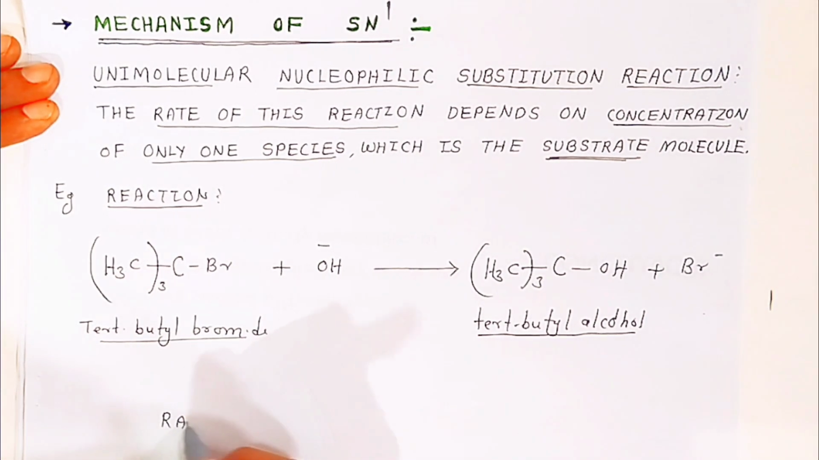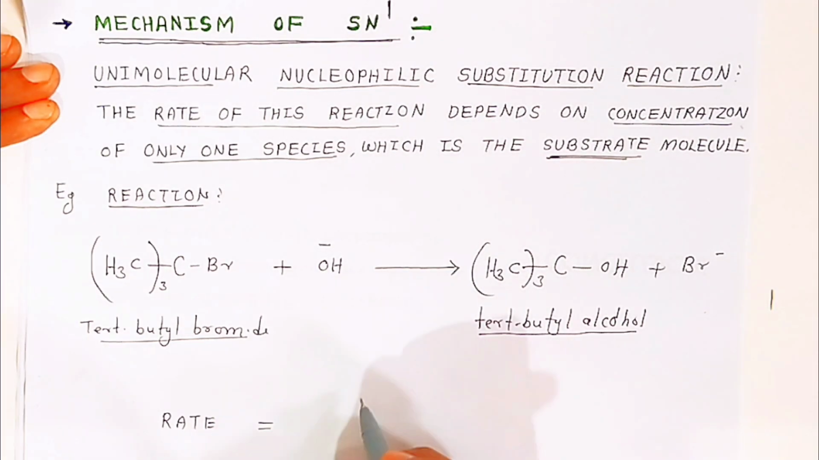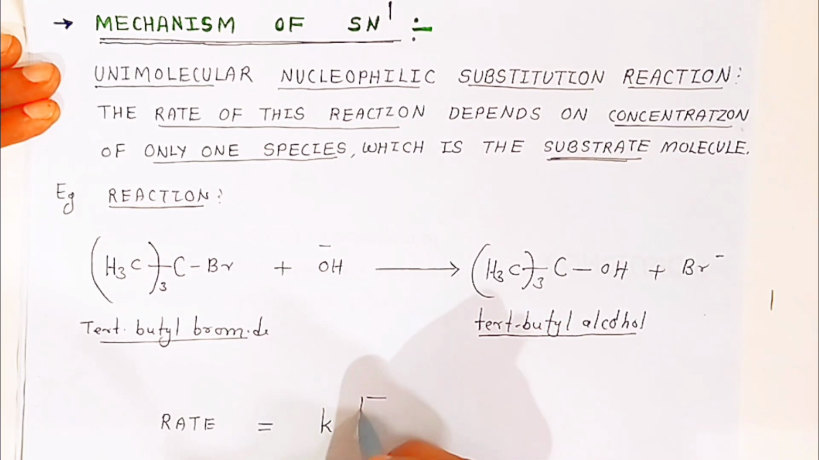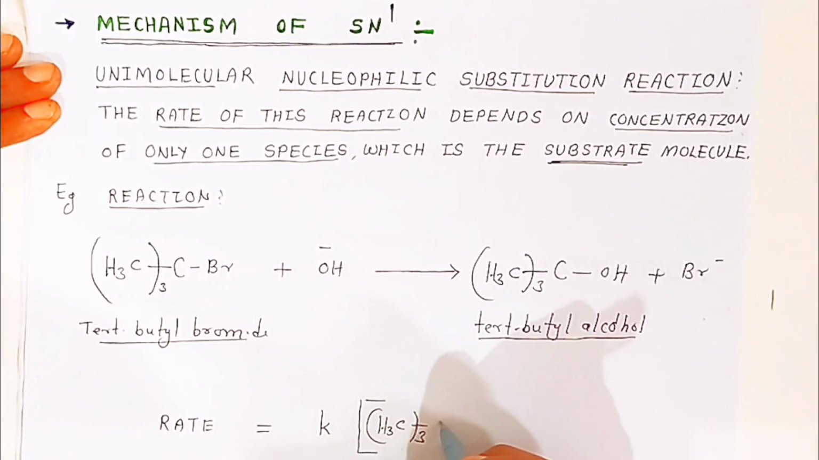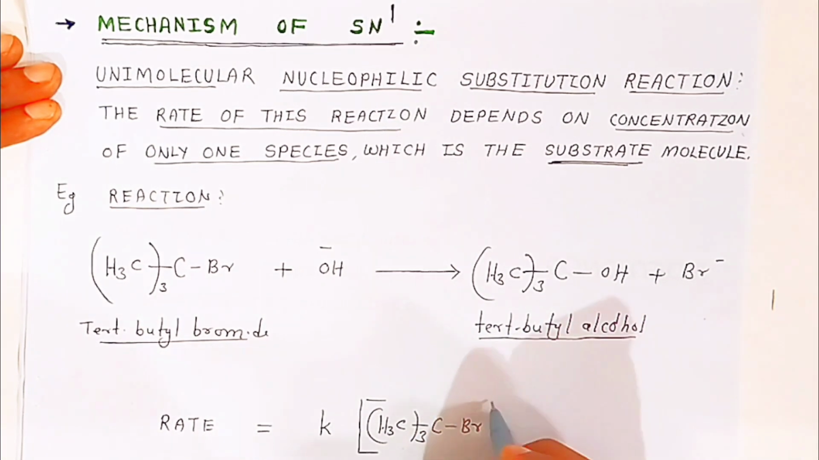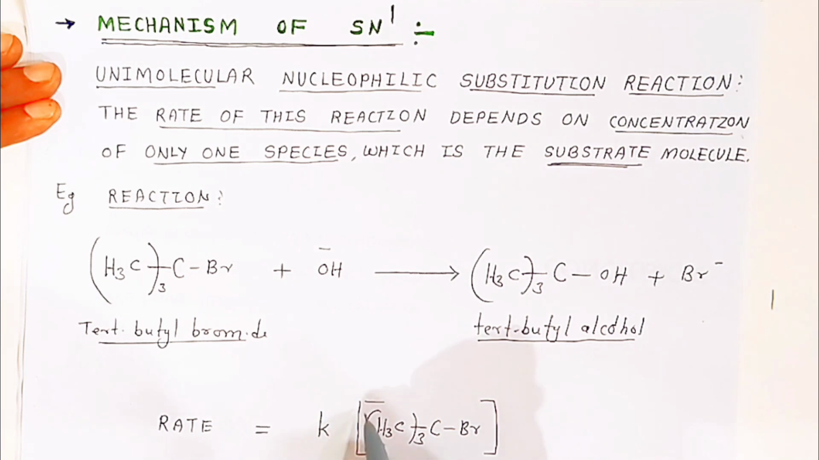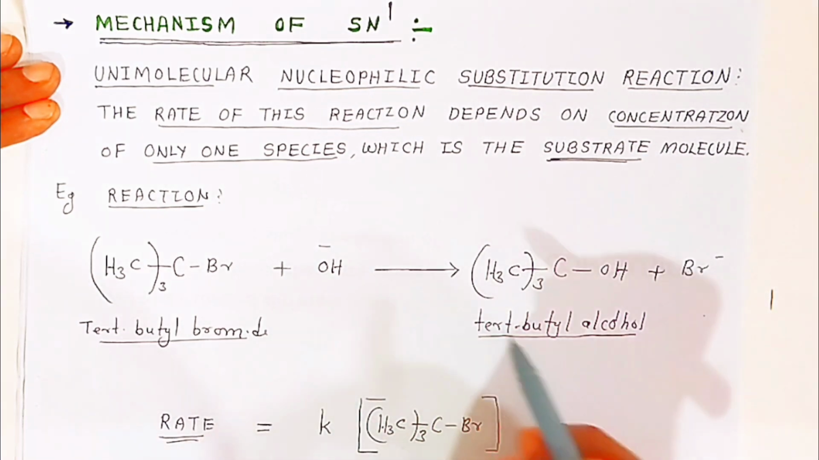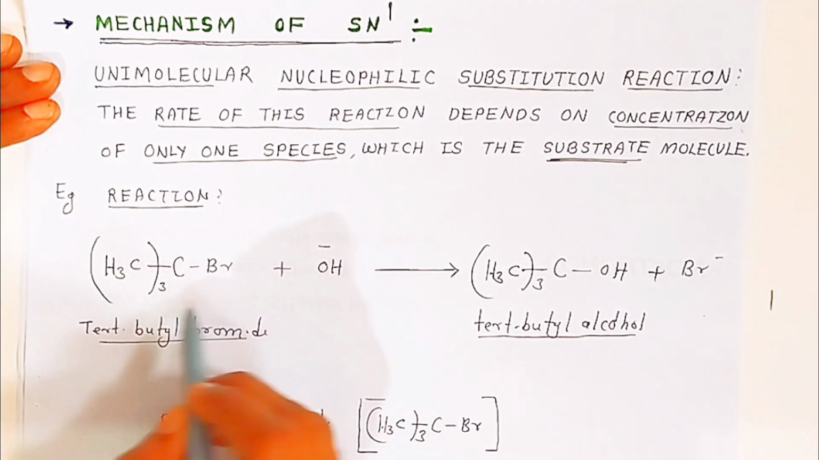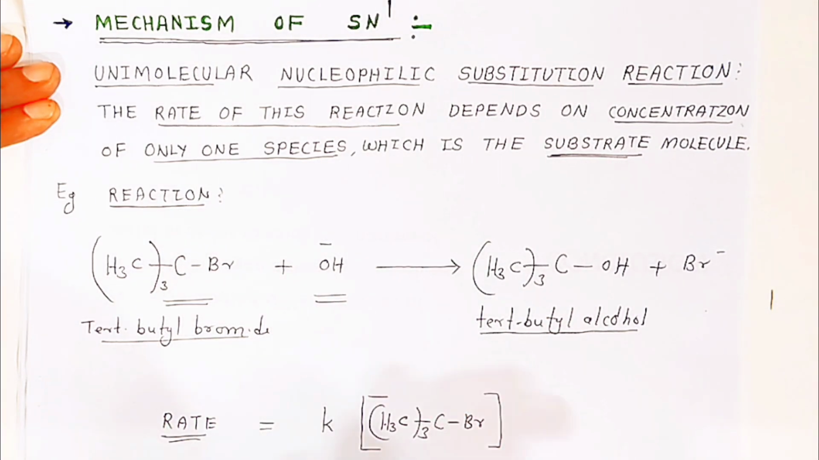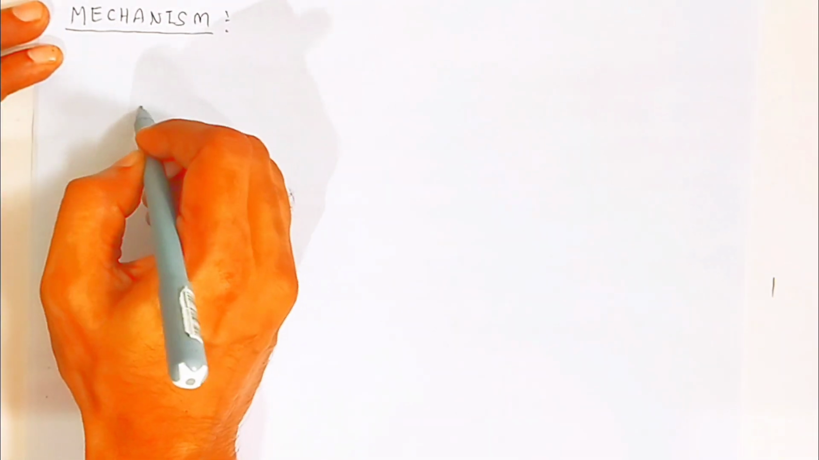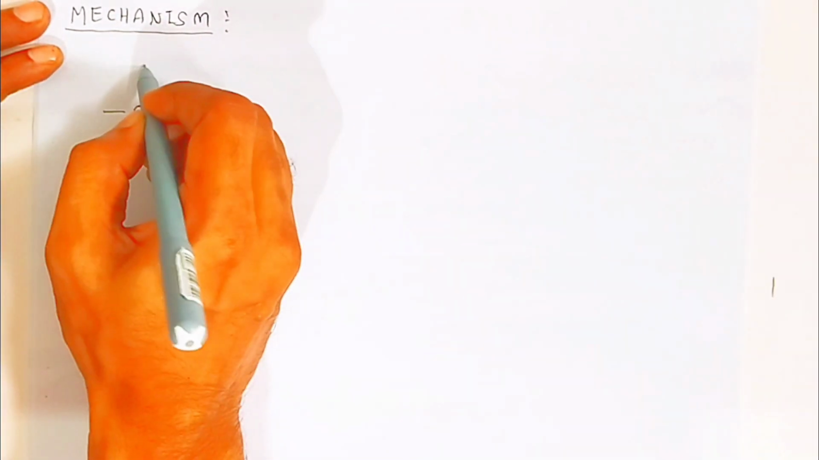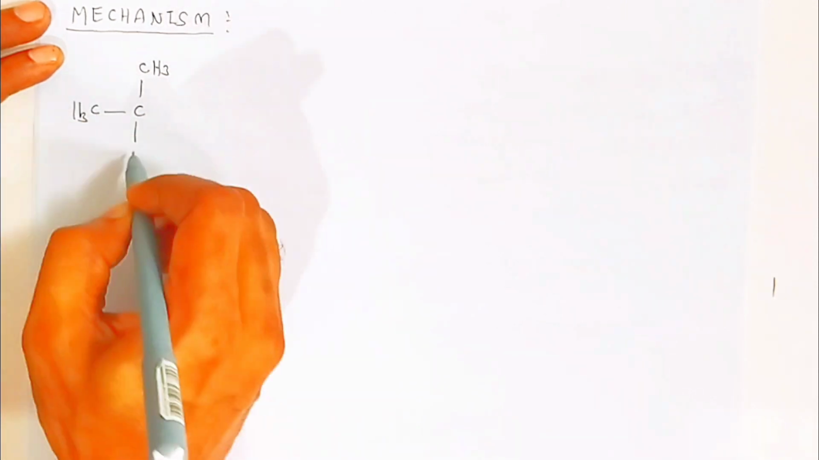The rate is equal to the rate constant multiplied by the concentration of tertiary butyl bromide, (CH3)3C-Br, three methyl groups connected to the carbon bearing the bromide. So, students, the rate is directly proportional to the concentration of tertiary butyl bromide. That is why it depends upon only one molecule. Out of these two reactants, only one reactant is responsible for the rate of the reaction. That is why it is called an SN1 reaction, or first order reaction. Now the mechanism, students: tertiary butyl bromide you can write in open structure like this. The carbon is tetravalent, and three methyl groups are attached to this carbon.